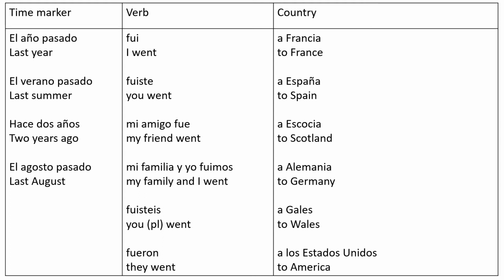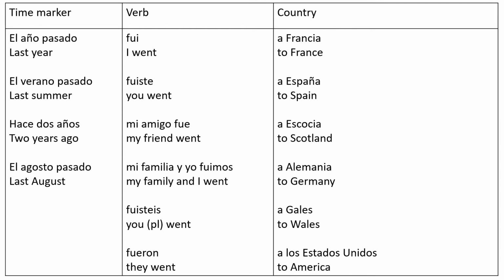Here's another one. Hace 2 años mi amigo fue a España. And that sentence therefore translates to 2 years ago my friend went to Spain. Let's do one more. El agosto pasado fueron a los Estados Unidos, which translates to last August they went to America. Therefore, you can see that you can use your sentence builder to create a wide variety of sentences all about where you and others went on holiday, and also say when you went.